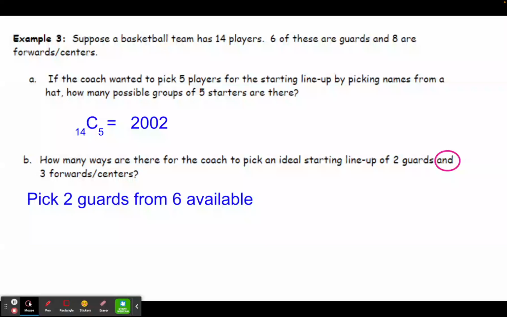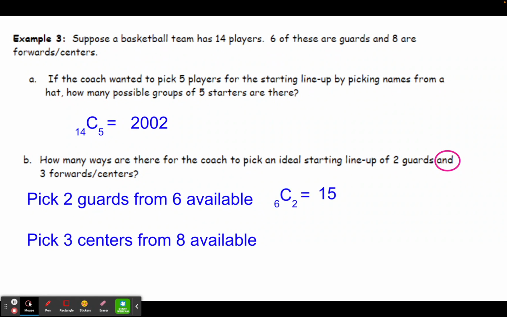So first, the coach would pick 2 guards from the 6 that are available. It tells us back in the problem that 6 of the players are guards. The coach would also have to pick 3 centers from 8 available. So he's going to do both of those. To pick 2 guards from 6 available would be 6 combination 2. To pick 3 centers from 8 available would be 8 combination 3. And then because he's going to do both of those, you would want to multiply those together. So 15 times 56 would give us the total number of ways this time.